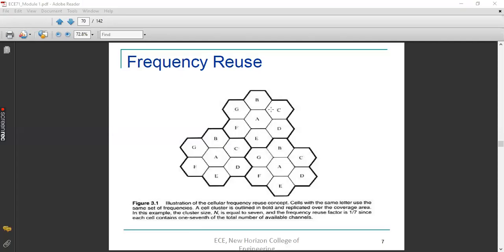Now, you can see in a hexagonal cell model, the base station transmitter can be in the... if you take any of these cells, you will have a base station at the center. Or else you can have the base station at the corner also, or the three vertices. See, if you take the cell number B, you can have the base station at this particular point.